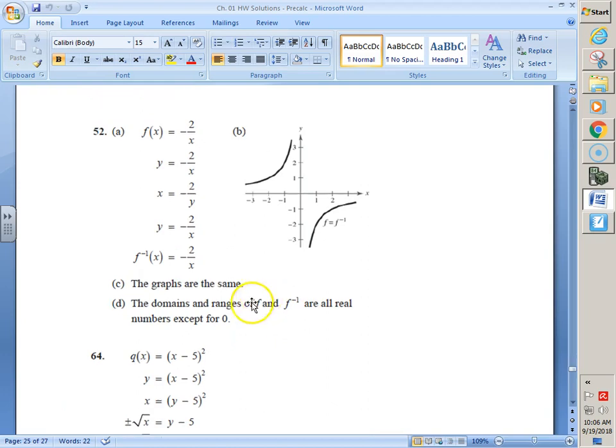The hard part on this one, I thought, was the domains and ranges. But did you guys see how x can't be 0 and y can't be 0? So if x can't be 0 and y can't be 0, they're the same thing. So when you flip them for the inverse, they're still the same thing. All real numbers but 0 because of the asymptotes.